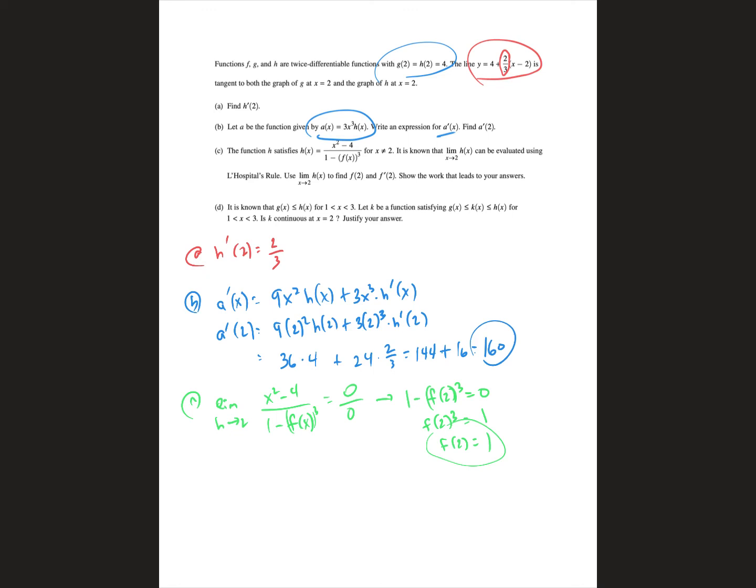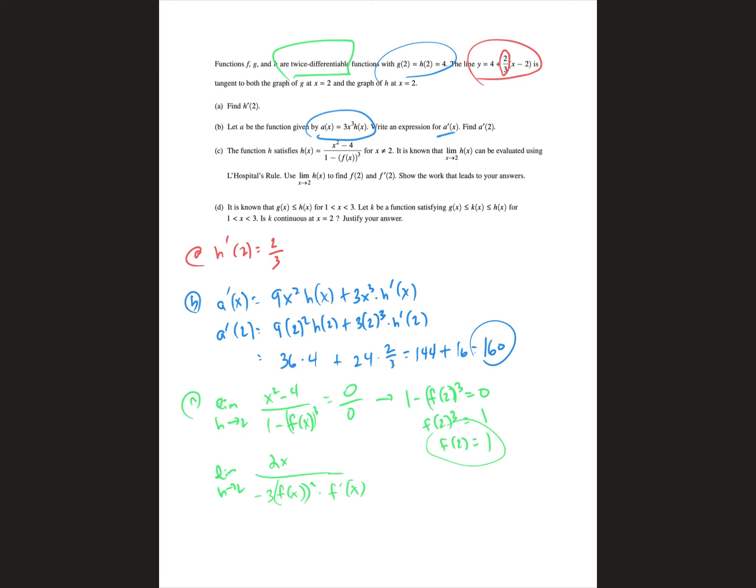Now, when we do L'Hopital's rule, we take the derivative of top and bottom, right? So this would be 2x on top, and down here on the bottom, it'd be negative 3 f of x squared times f prime of x by the chain rule. And it's known that it's twice differentiable. So that's this part right here. So since it's twice differentiable, that means the derivative exists, so it's continuous.